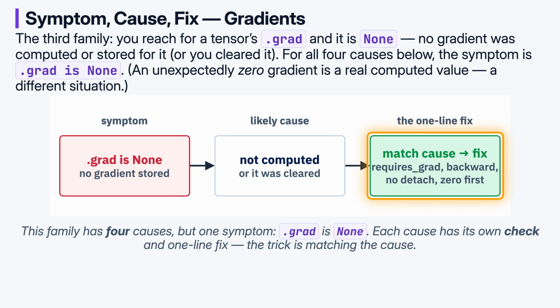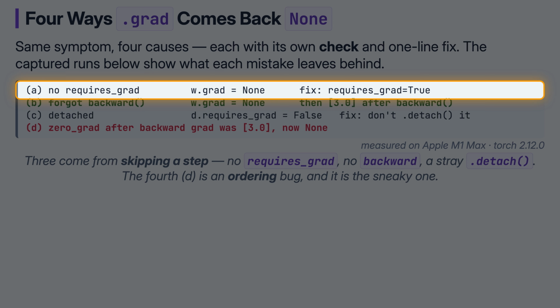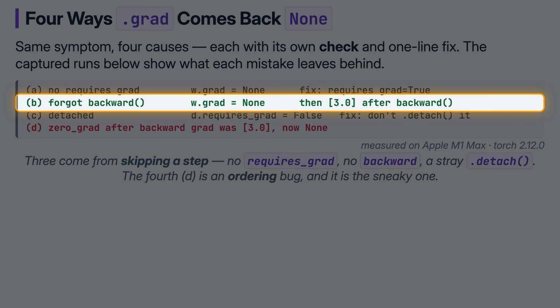This time the fix is a checklist in green. 4 causes, so match the cause to its fix. Cause A: you forgot requires_grad, so nothing was recorded. Grad comes back None. Check W.requires_grad. The fix, set requires_grad to True. Cause B: requires_grad is on, but you never called backward. So grad is still None. Check that you called backward. Then it holds 3.0, the slope of 3W.